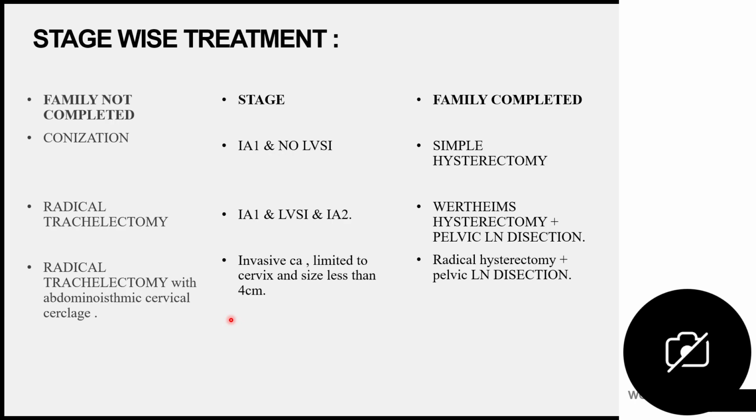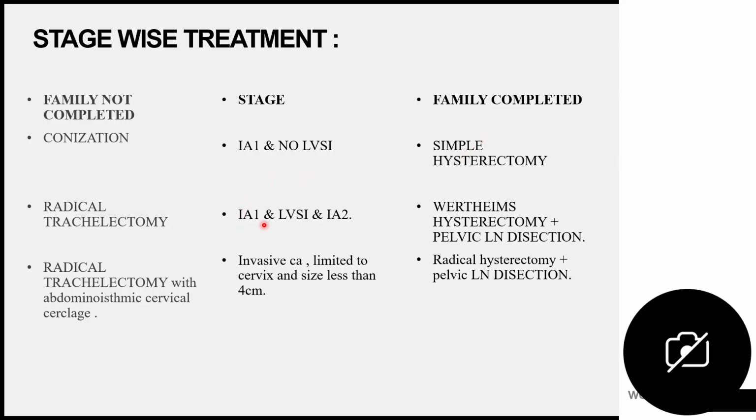Now let's discuss the stage-wise treatment. There are three columns. The middle column is the stage, the first column is the treatment plan when the family is not completed, and the other is the treatment plan when the family is completed. So when the stage is 1A1 and there is no lymphovascular space invasion, then conization can be advised. And if the family is completed, then go for simple hysterectomy.